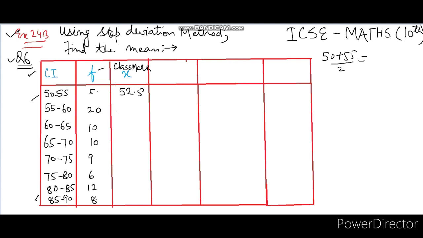Second one, like this, continue please very quickly: 57.5, then 62.5, then for 65 to 70 the next one would be 67.5, then 72.5, 77.5 and 82.5, and the last class interval is 85 to 90, and its mid value will be 87.5, right?